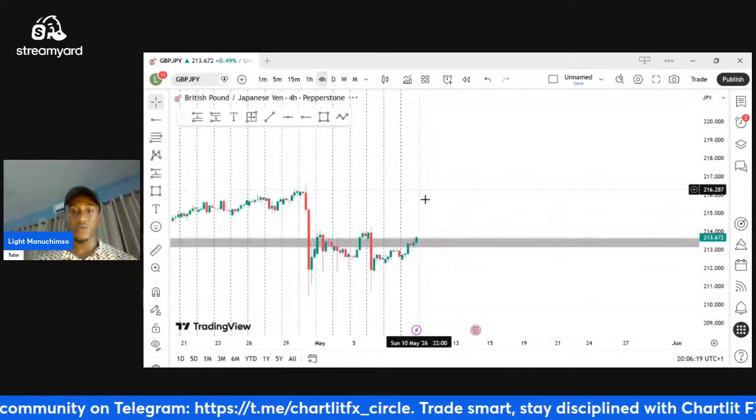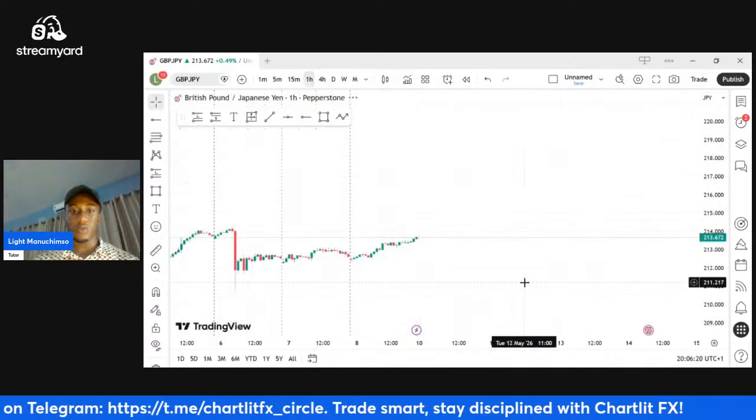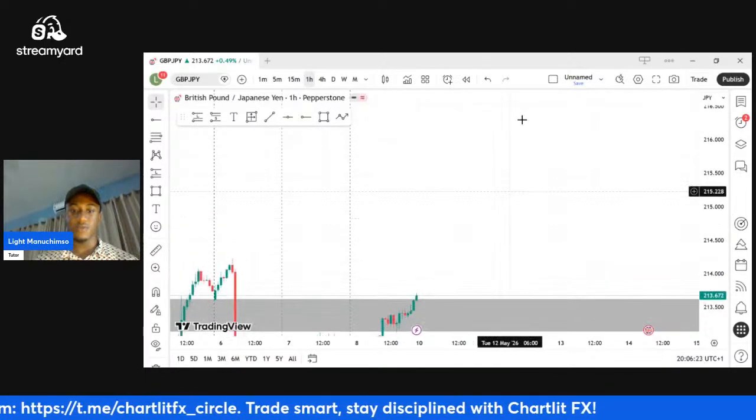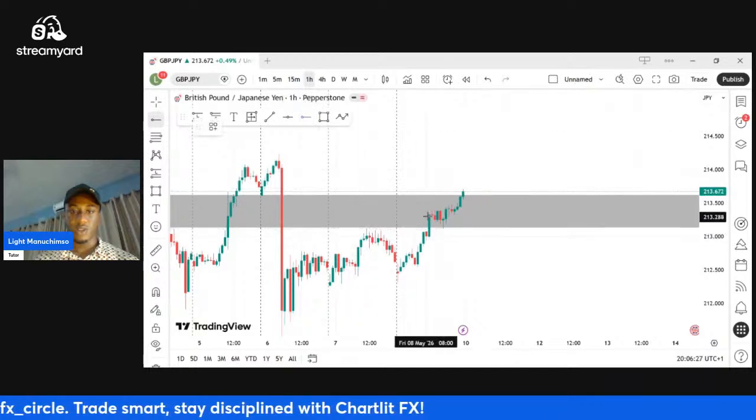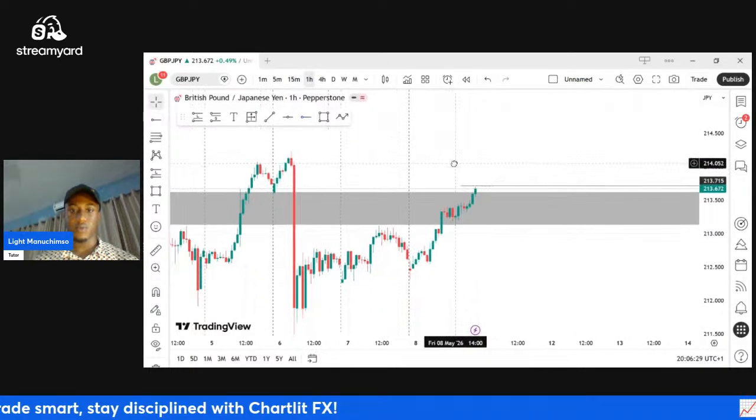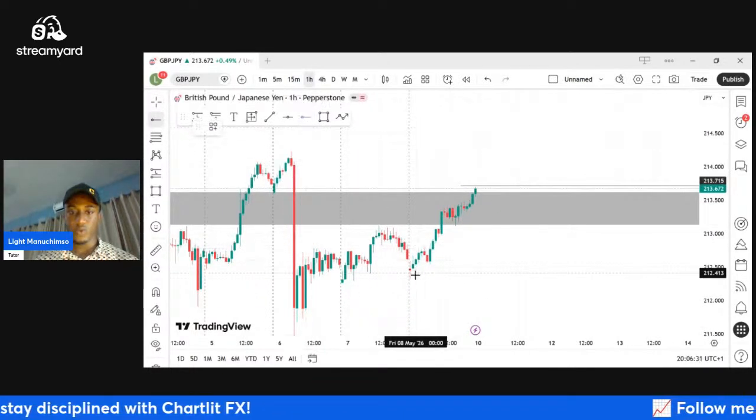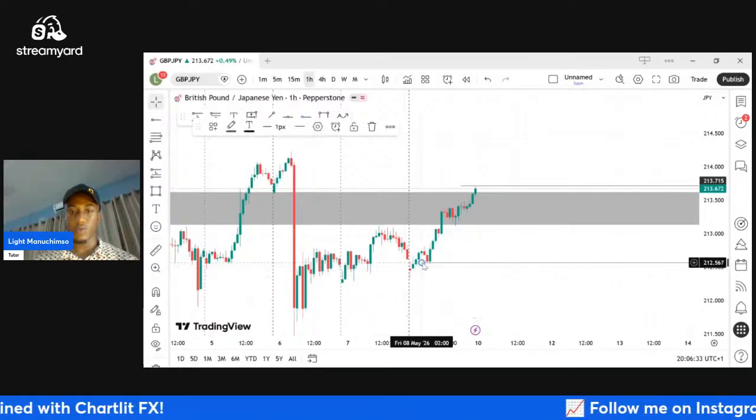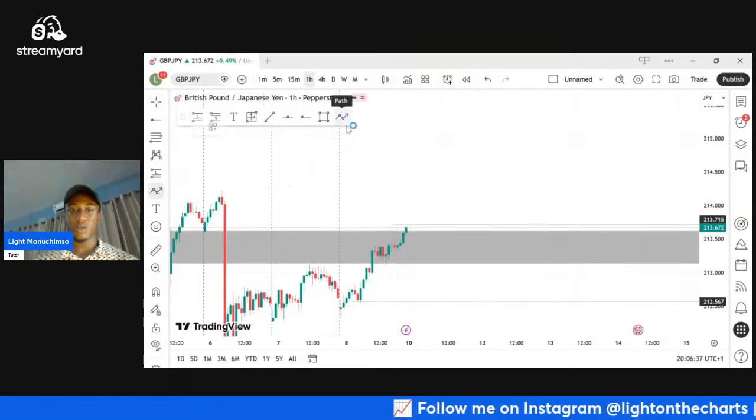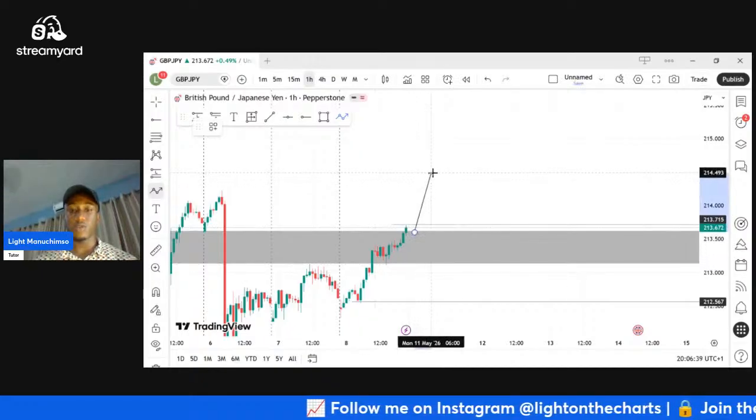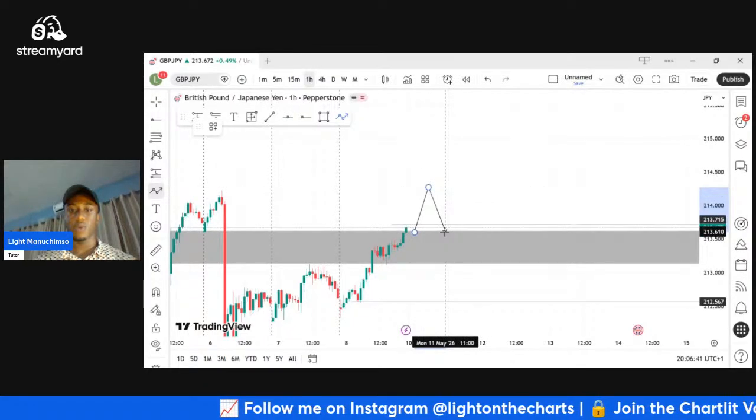And on the 1 hour, let's just mark our level, our previous high. You can see it's right here, and this is the low right here. Now, what am I expecting? Expecting price to push up like normal, reject, tap, and then I'll be long.